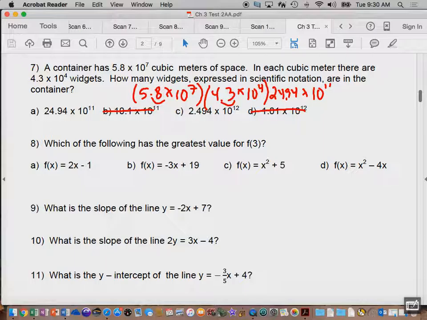But is that an acceptable way to put the answer for scientific notation? Is that in scientific notation right there? Why is it not? Because it had, Caroline? Isn't the exponent supposed to be under 10? No, not the exponent, the number in front. Right? You can't have 24.94. I gotta divide by 10 here, then multiply by 10 there, and I get 2.494 times 10 to the 12th, which makes it choice C.